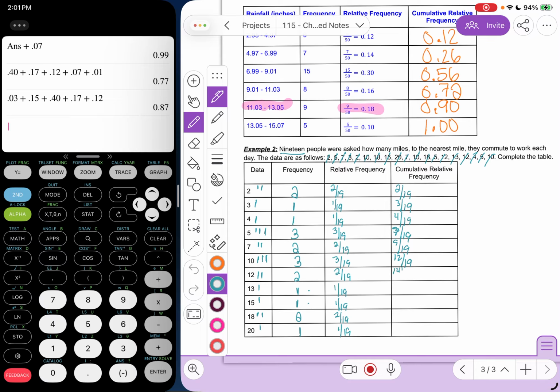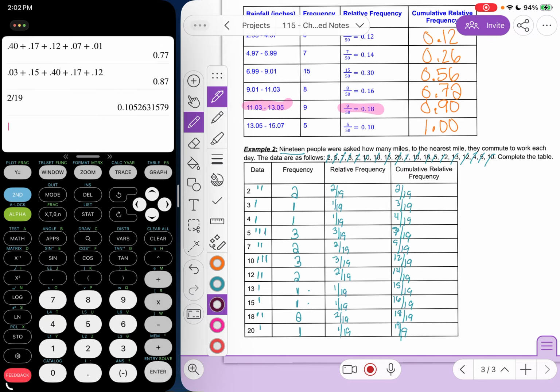12 plus 2 is 14. 14 plus 1 is 15. 15 plus 1 is 16. 16 plus 2 is 18. 18 plus 1 is 19. So 19 out of 19. So that's how you would do it with your fractions.